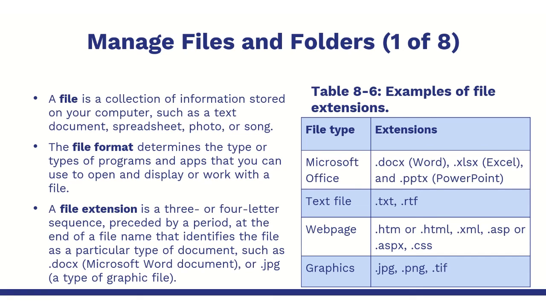So this table summarizes the file types and extensions. Microsoft Office, you can see here, can produce multiple file types, like docx, xlsx for the Excel, and pptx for the PowerPoint. Text files, for example, you can have .txt and .rtf. Web pages like .htm or .html, .xml, etc. Graphics, you can see JPG, PNG, or TIF.